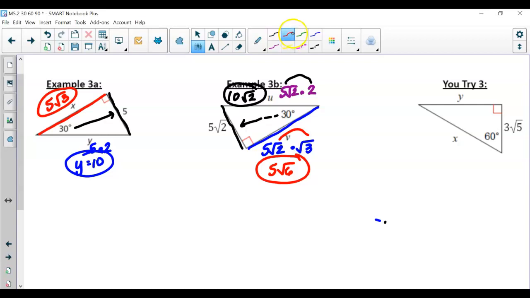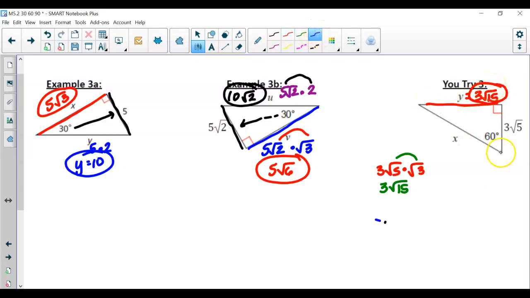And here we go. So again, our short leg, we take to get y, our long leg here, and multiply by radical 3. So to get y here, we're going to take 3 radical 5, let me just erase that for now, and multiply by radical 3. Then focusing on the radicals, this is 3 radical 15. Now, can we simplify this? No. So y, the long leg, is 3 radical 15 here.